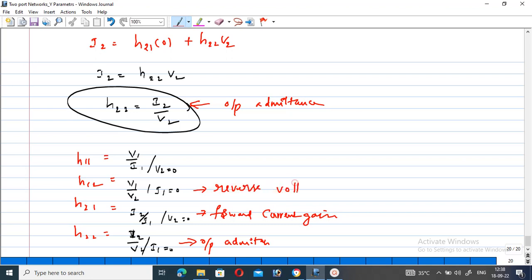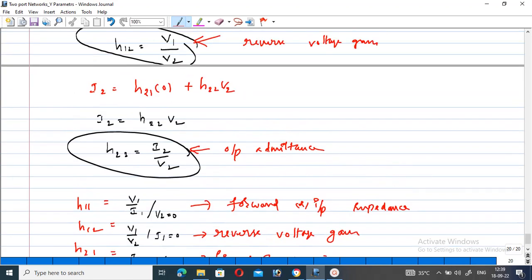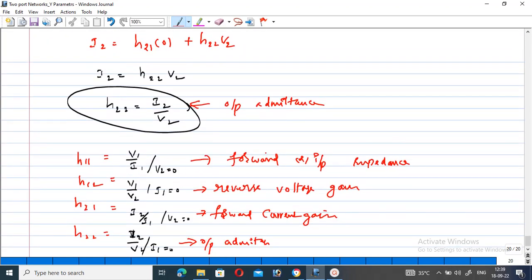Reverse voltage gain. This is nothing but V1 by I1, which is the input impedance. These are the H parameters, the hybrid parameters. Okay, these are very important, guys. This is a very important concept for analyzing electronic circuits also.